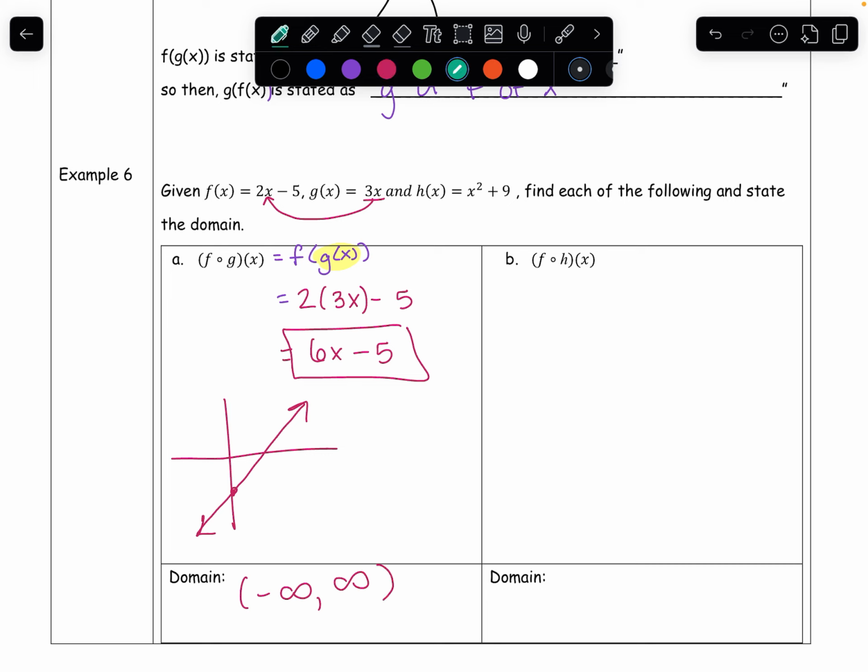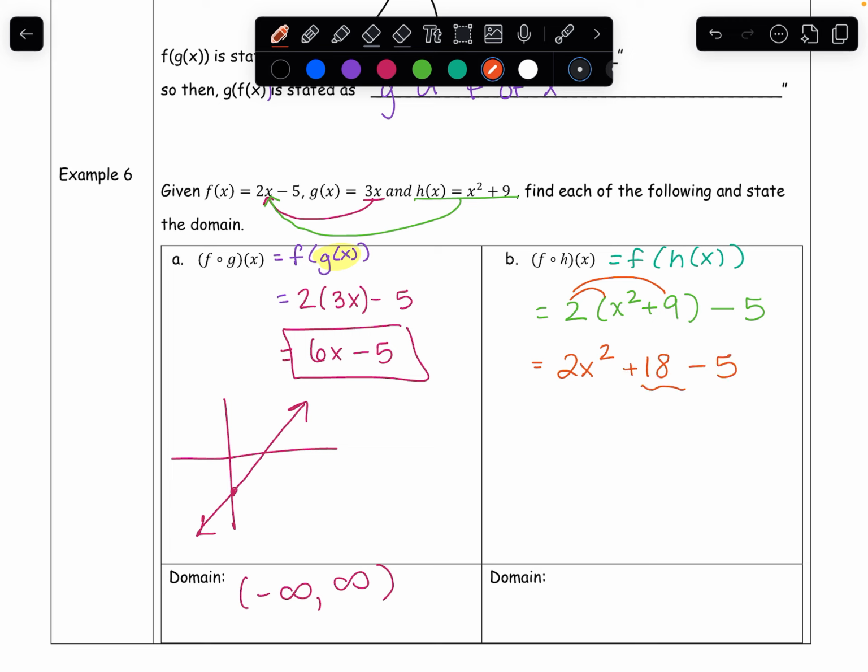So let's look at B. So this, again, I like to rewrite f of h of x. So that means we're going to take the h of x function and we're going to plug it in for x into the f function. So what we get is 2 times x squared plus 9 minus 5. And so when we distribute in, we would get 2x squared plus 18 minus 5. Combining like terms, we would get 2x squared plus 13.